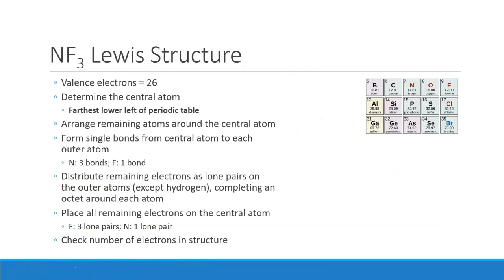Once we have our total number of valence electrons, we want to determine the central atom. Remember that that's going to be the farthest left and down on the periodic table. So if we look at nitrogen versus fluorine, nitrogen is farther to the left, and therefore that needs to be our central atom. We're going to surround it with the 3 remaining fluorines. And remember, I'm just going to go clockwise.